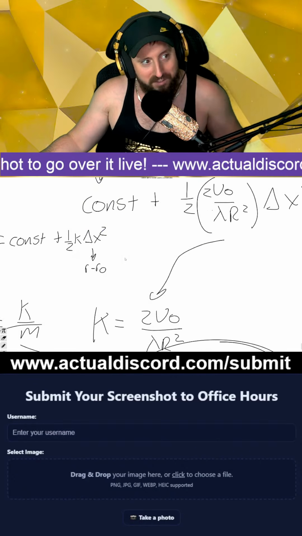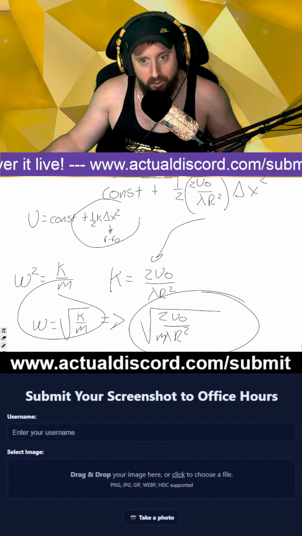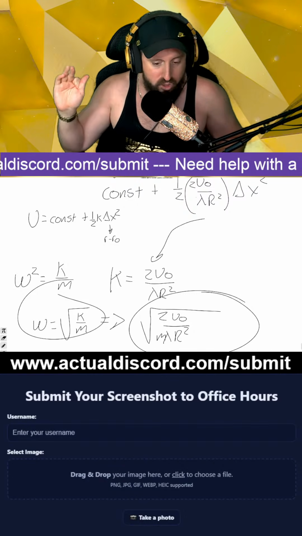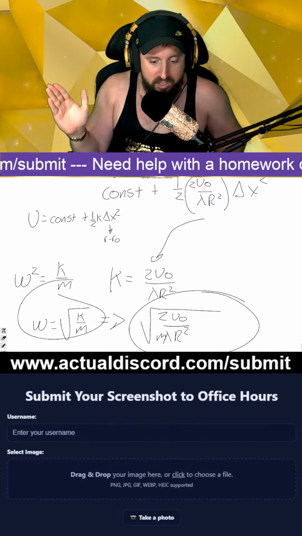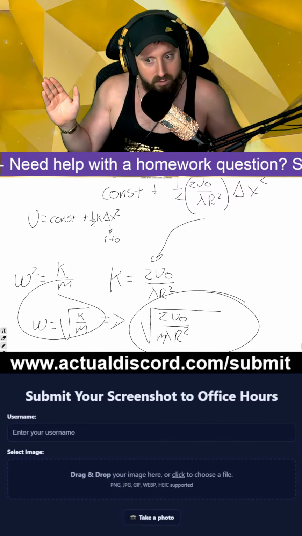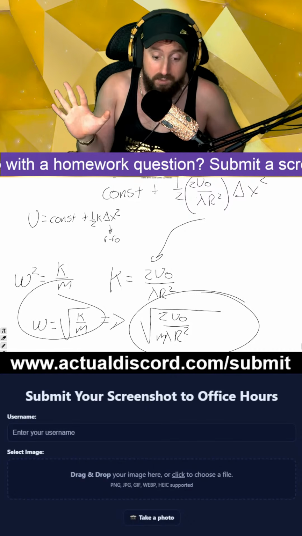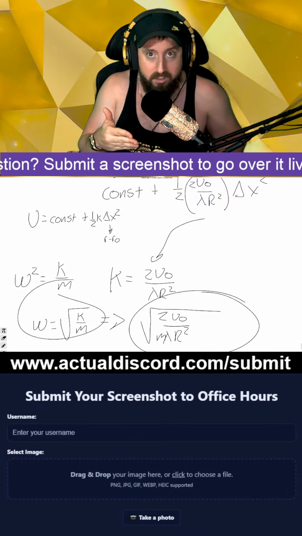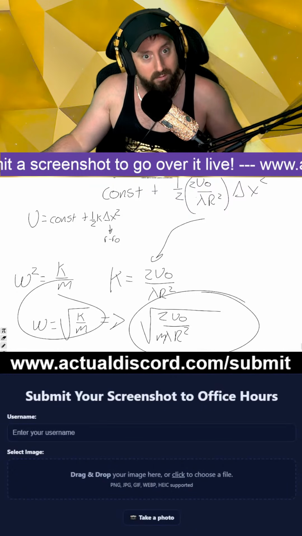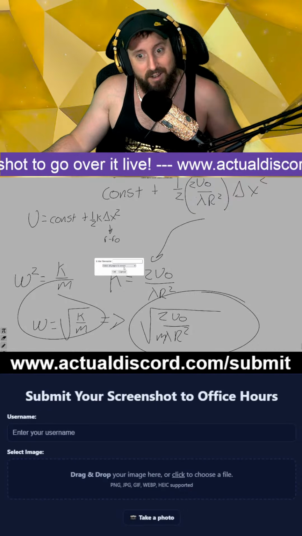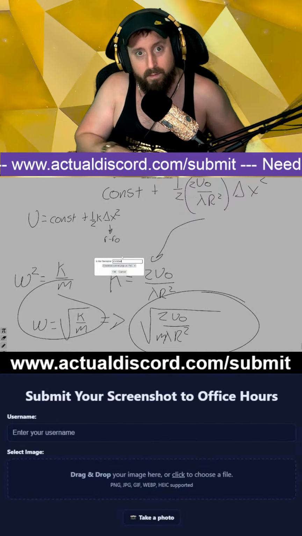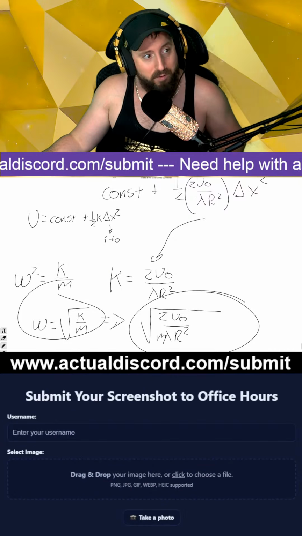How'd you get into vibrations? Well, we saw something that looks like 1/2 kx squared, and that's the classic potential energy for an SHO, simple harmonic oscillator. We do this a lot in physics. We just say it looks like this, so it must be this. If it walks like a duck and it quacks like a duck, it must be a duck. Anyways, this was cool. At this point, ask your professor.